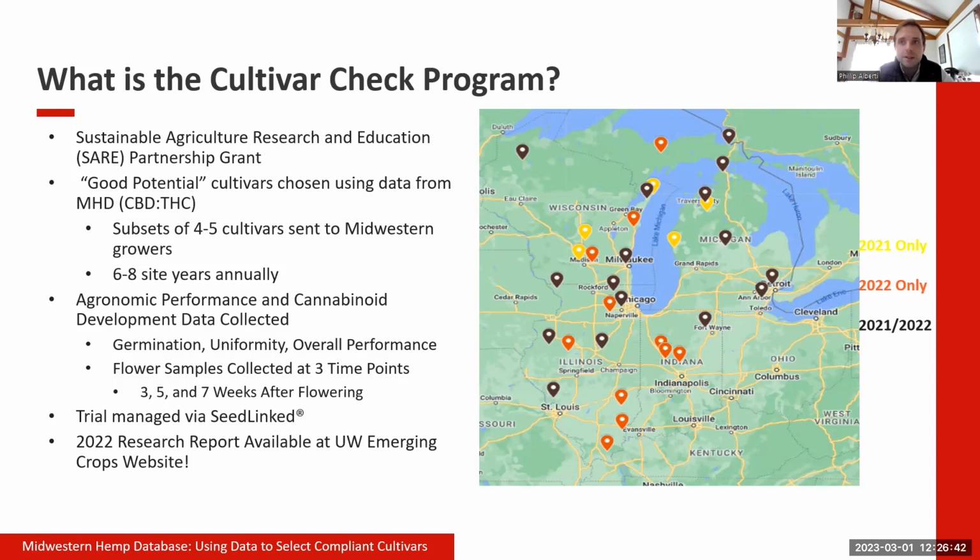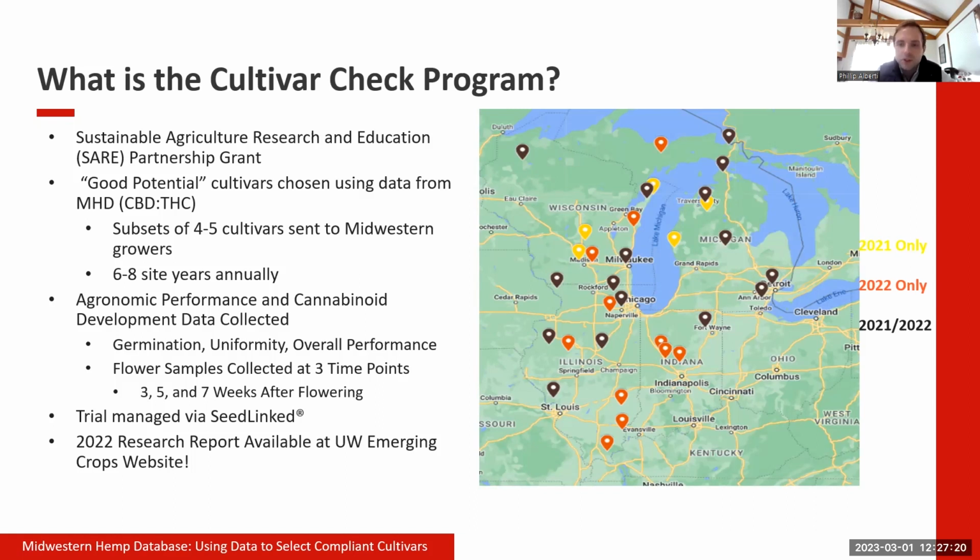But primarily, the biggest thing that we take is flower samples from each of the varieties at different times throughout the growing season. This is 3, 5, and 7 weeks. So we can figure out how cannabinoids are accumulating in the plant, which varieties have a good chance of being compliant, which don't, and then factor that in with performance agronomically to make true variety recommendations. All the data that I'm going to share with you is available on the Emerging Crops webpage, where we released our 2023 Cultivar Check program report from the 2022 growing season.